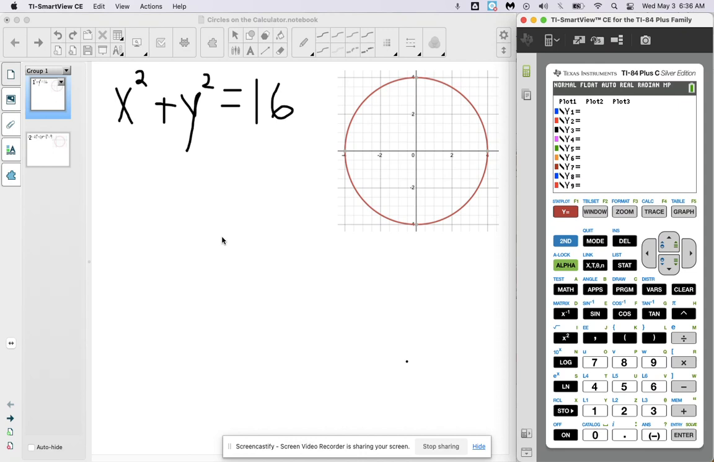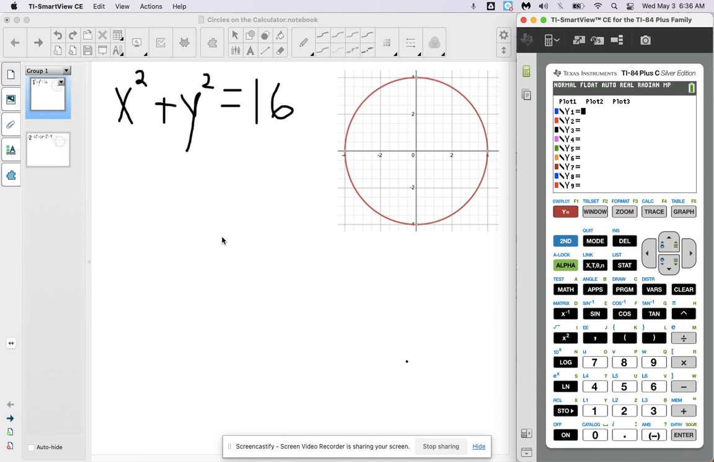Our calculator is limited in what it is able to do for graphing non-functions. And obviously circles fall into the category of non-functions. So what can we do to rewrite the equation of a circle so that we can actually use our calculator to graph? One of the unfortunate realities of the graphing calculator is that it's limited in what it can show us.